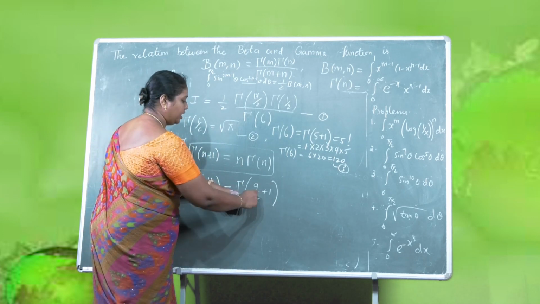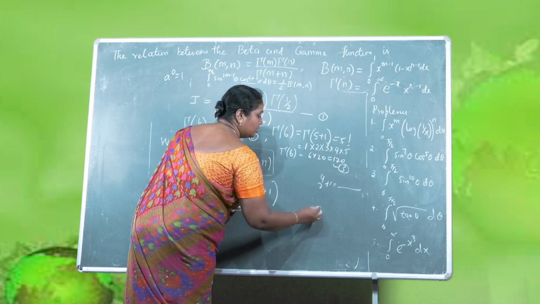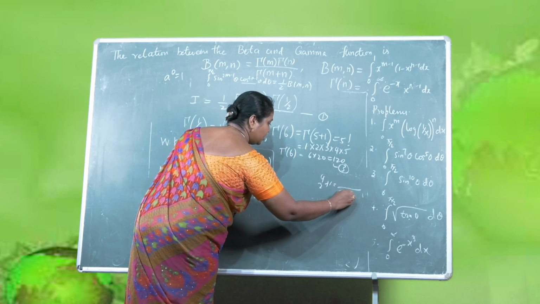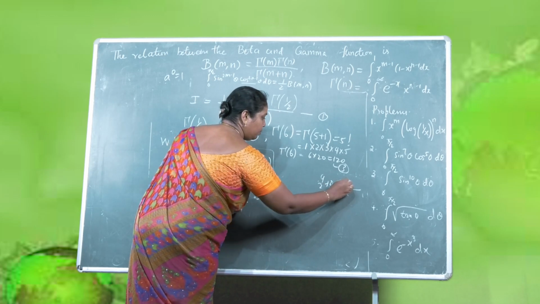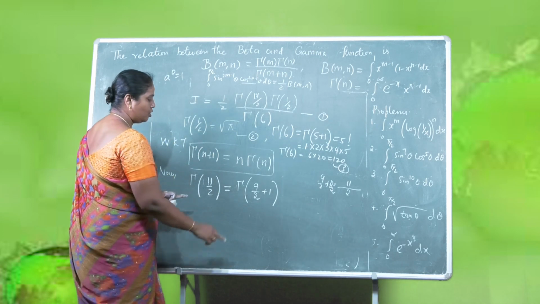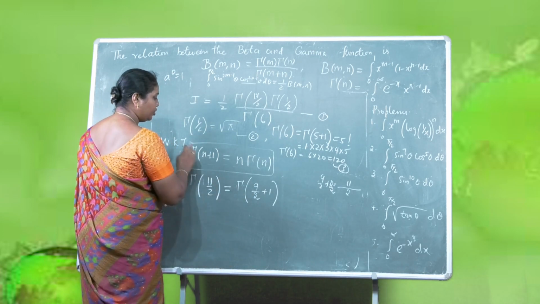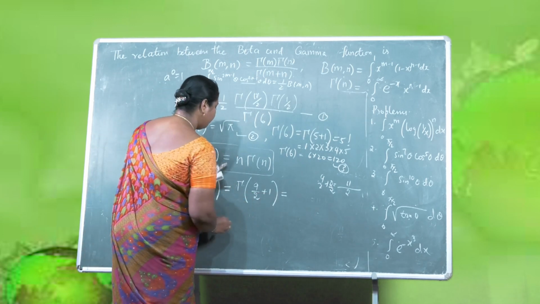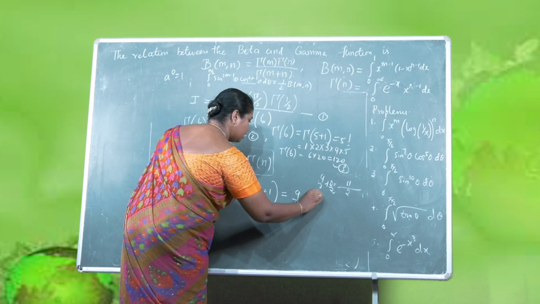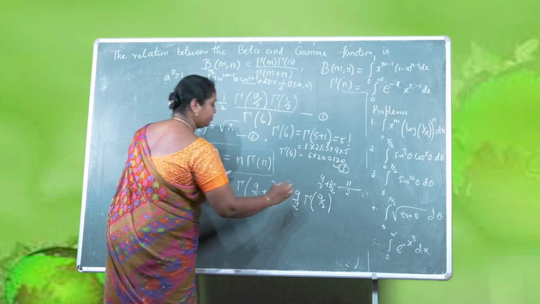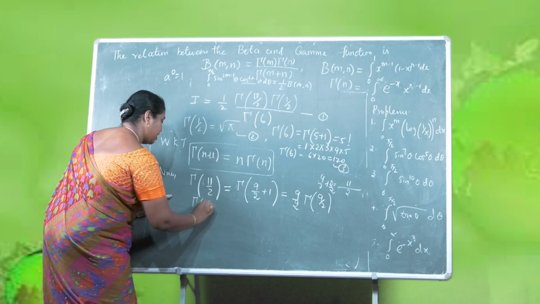If you take the cross multiplication, 1 can be made as 2 by 2, so 9 plus 2 is 11 by 2. So 11 by 2 can be written as 9 by 2 plus 1. Now you are going to use this formula. This will give you 9 by 2 into gamma of 9 by 2. So again we have to calculate what is gamma of 9 by 2.